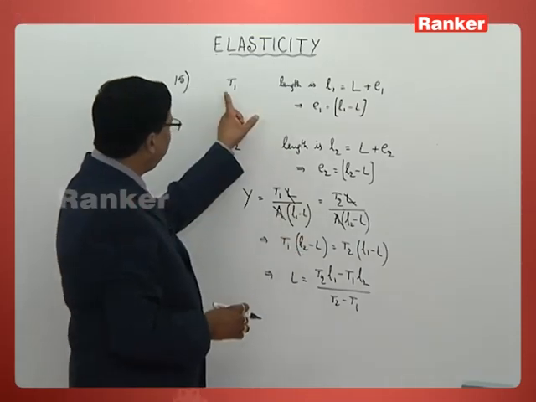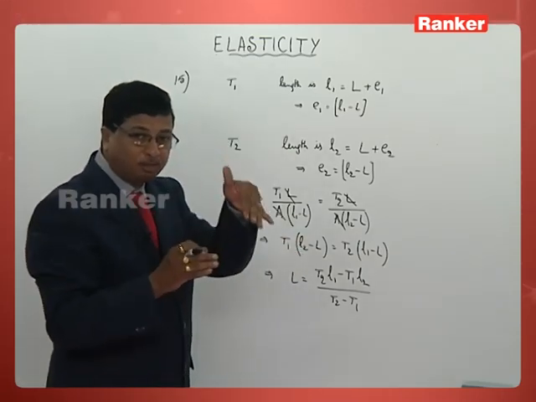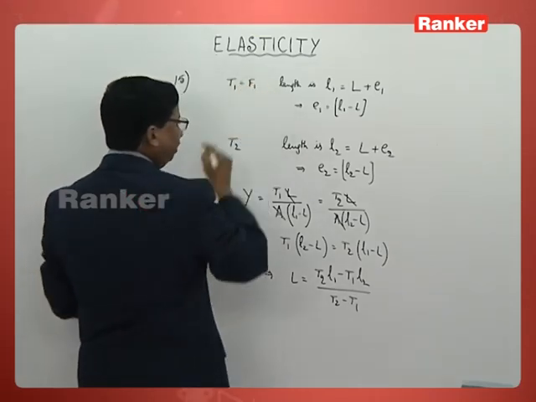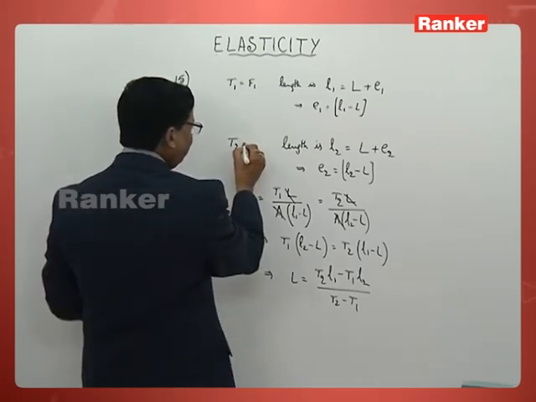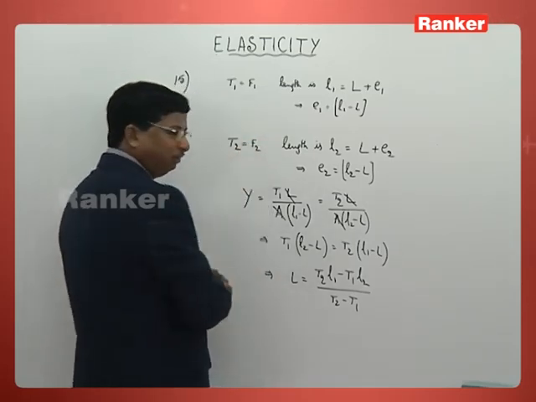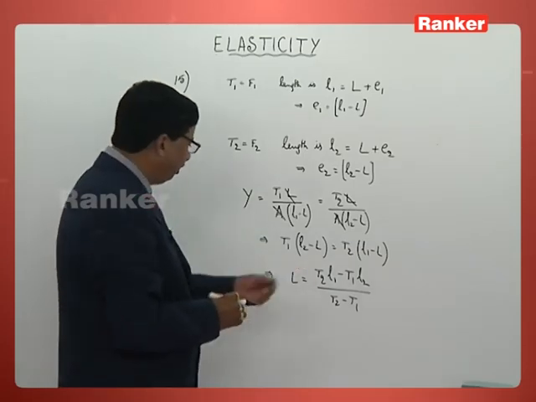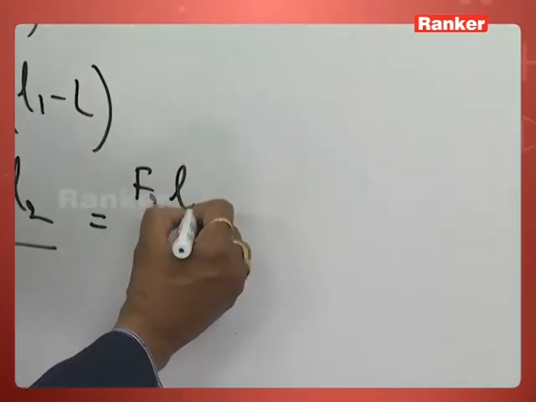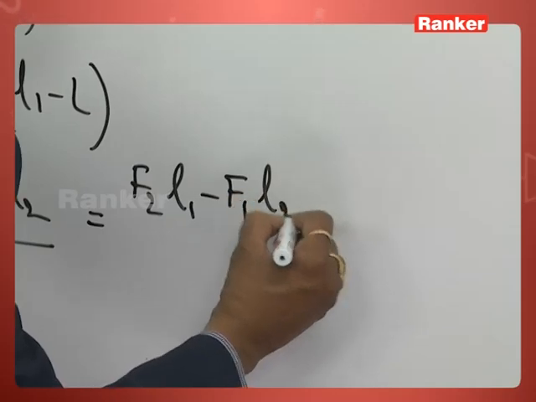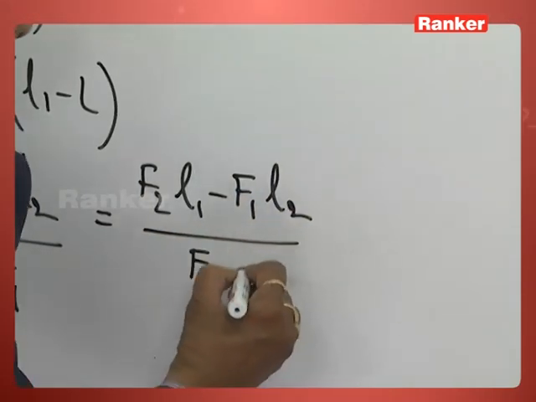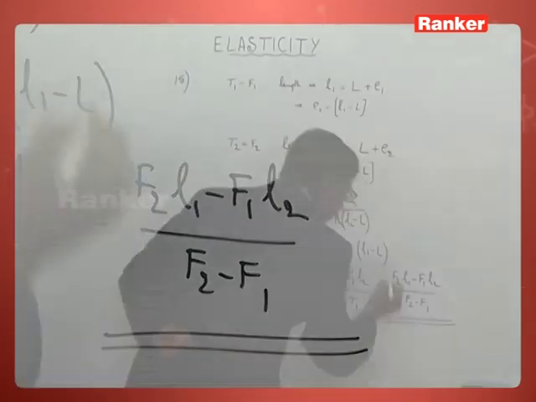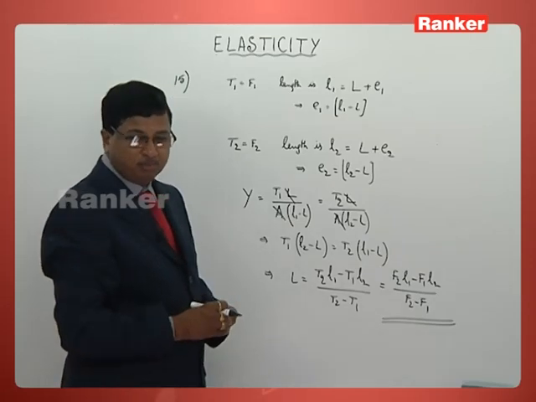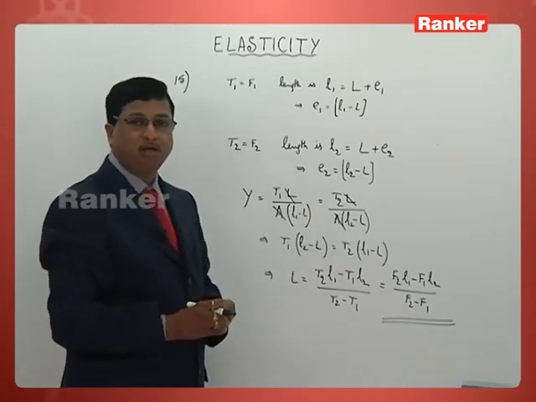But we know very well the values of tensions given in the problem. T1 is given as F1 and T2 is given as F2. These are the values given. So automatically this formula now becomes F2 L1 minus F1 L2 by F2 minus F1. That is the formula we are going to get. And if you remember this as a formula, that is better by all means.